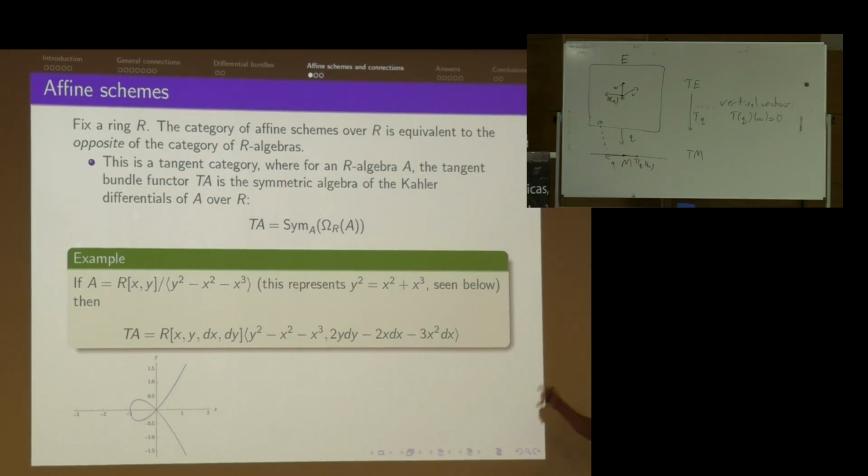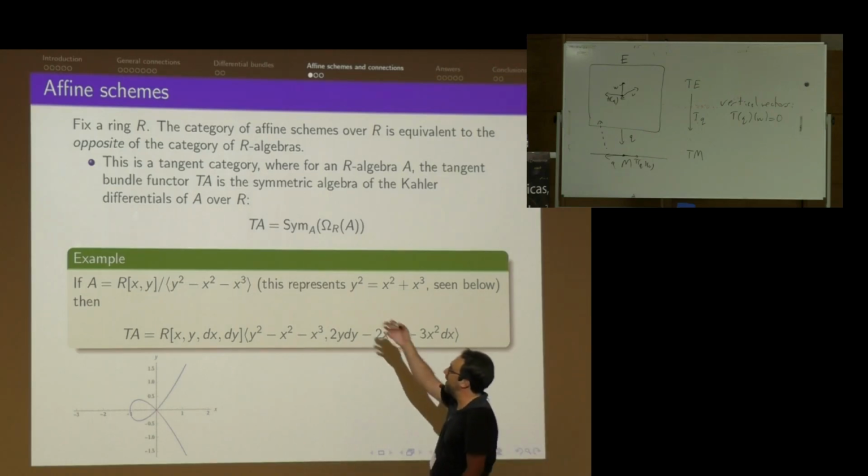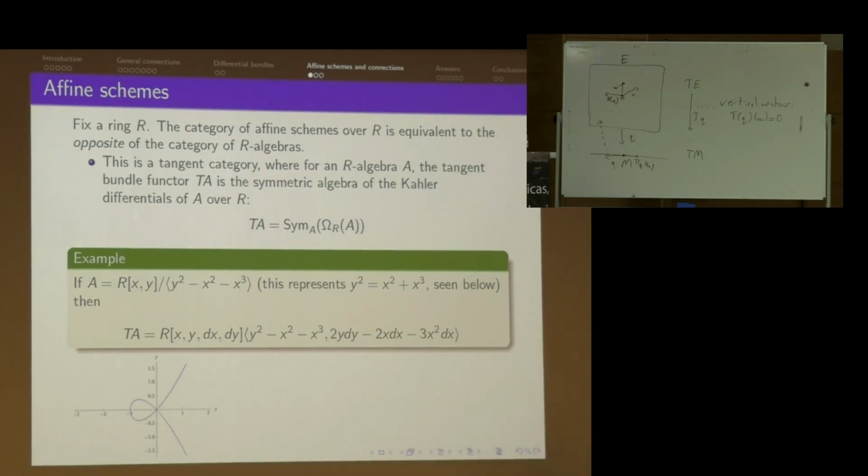This turns out to be a tangent category. And what's the tangent bundle of some object A, some algebra A? It's the symmetric algebra of the Kähler differentials over R of A. Now, if you haven't seen either of those things, you might wonder what this nonsense is, but it turns out to be very straightforward in most examples you're interested in.